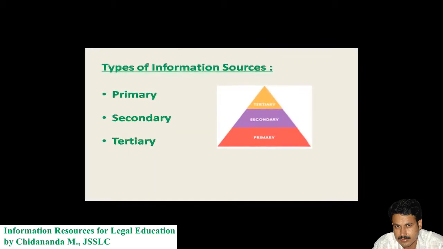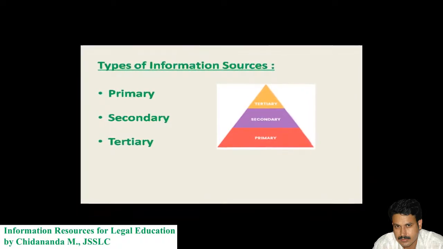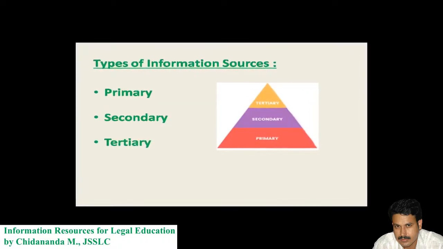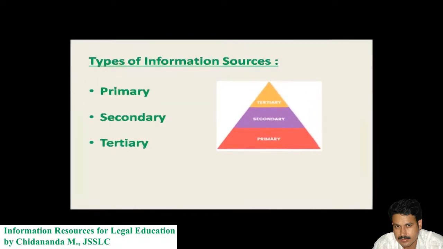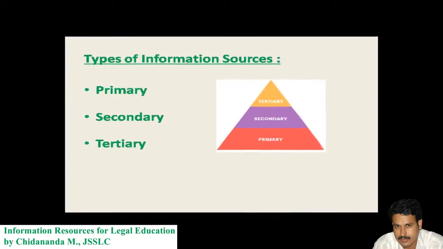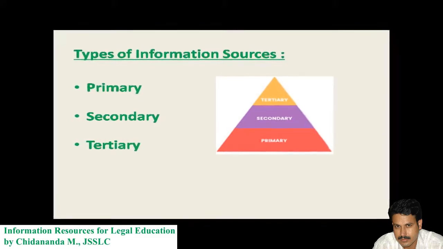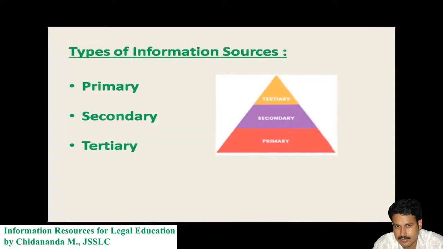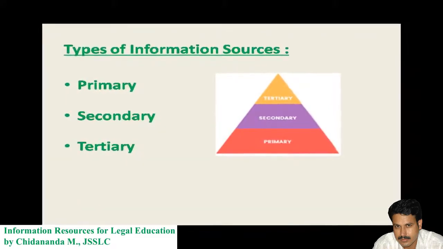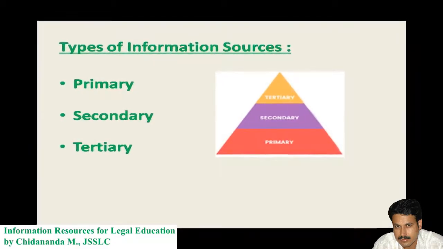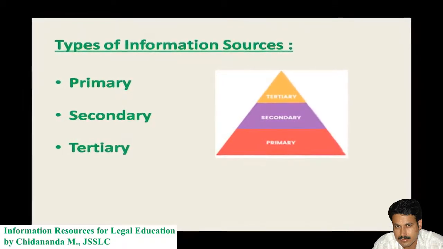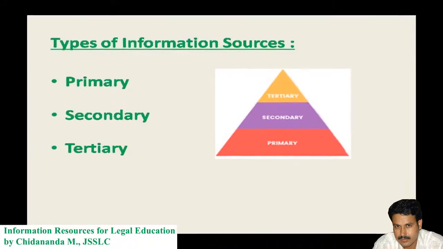The secondary sources are published by compilation based on the primary sources. Primary sources are selected, modified, and rearranged in required format and published as secondary sources to meet the needs of a particular group of users. The examples for these are textbooks, monographs, encyclopedias, manuals, etc.